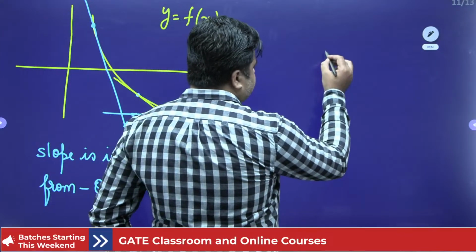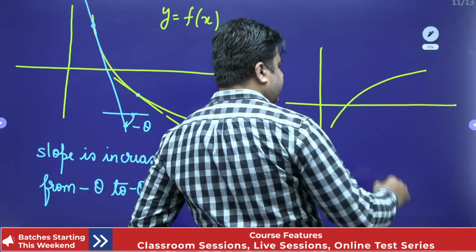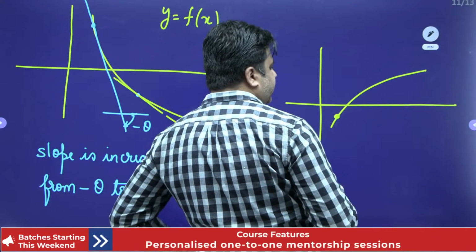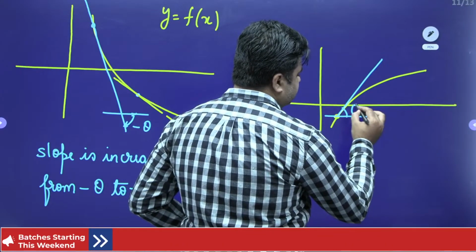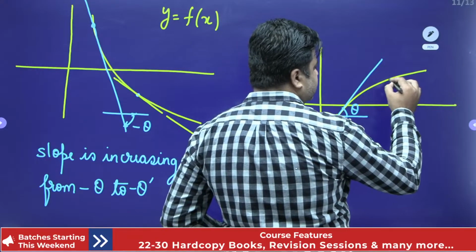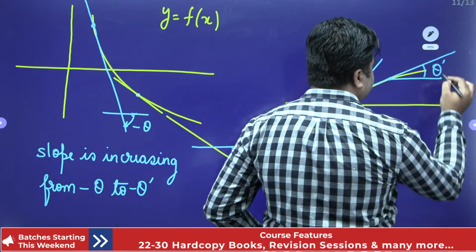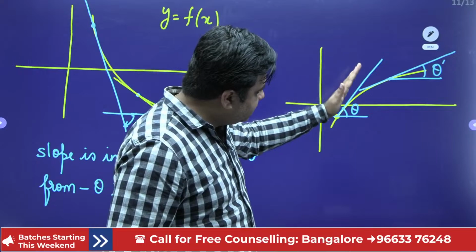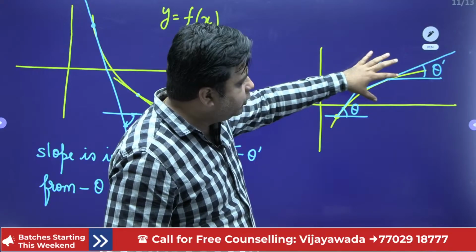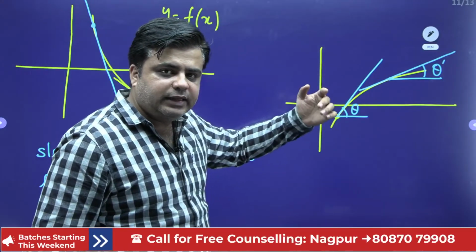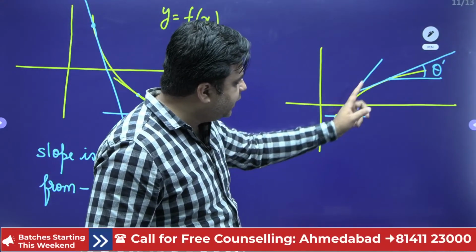Similarly, if you have a function like this, at this point you have this slope, theta. At this point, you have this slope, theta dash. And now the slope is decreasing from theta to theta dash. So you need to identify by looking at the function whether the slope is increasing or decreasing. For this function, the slope is decreasing from theta to theta dash.